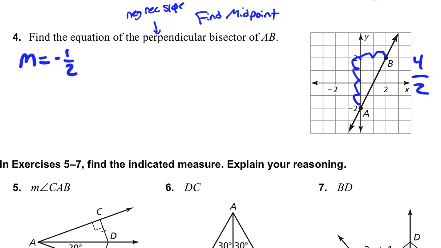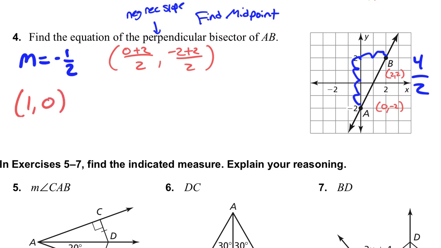Now let's find the midpoint. First I need to find these original ordered pairs. So point B is (2, 2). Point A is (0, negative 2). And then from there, let's go ahead and find our midpoint. So our midpoint is where I add my two x values together, so 0 plus 2 divided by 2, and then negative 2 plus 2 divided by 2. And if I put all that together, I'm going to get the point (1, 0).